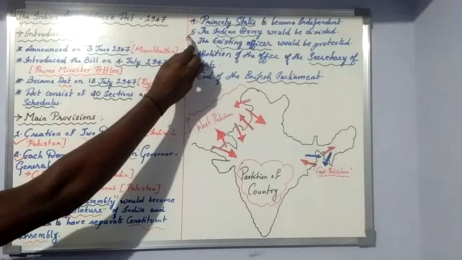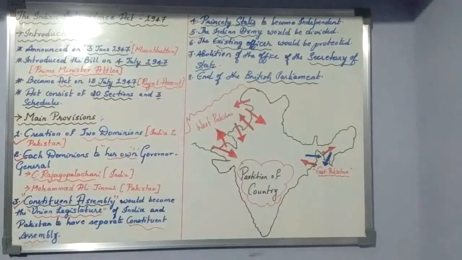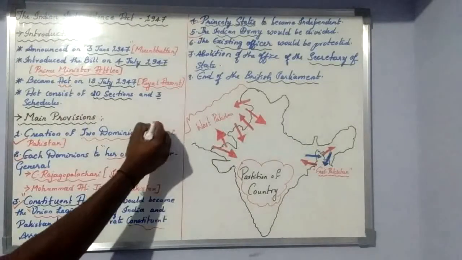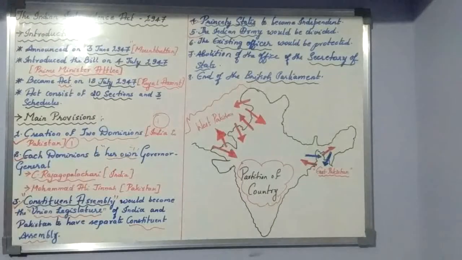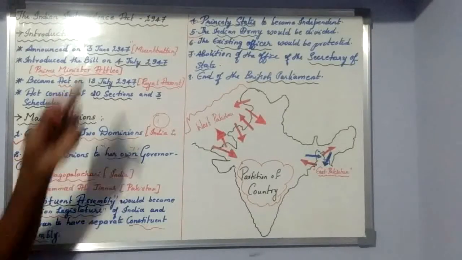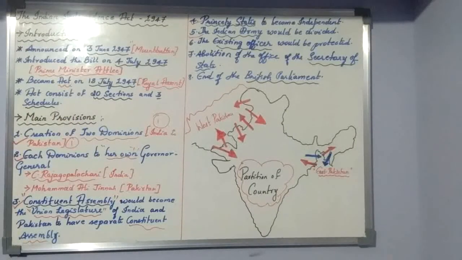And the fifth provision was very important: the Indian army would be divided. The Indian army will be divided equally, an equal number sent to India and to Pakistan. Equally, the Indian army as well as the weapons and equipment, everything will be divided equally and given to India and Pakistan. That is the next provision.